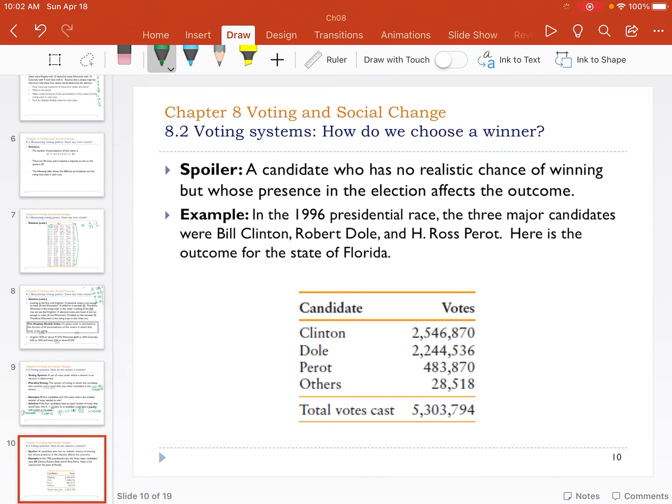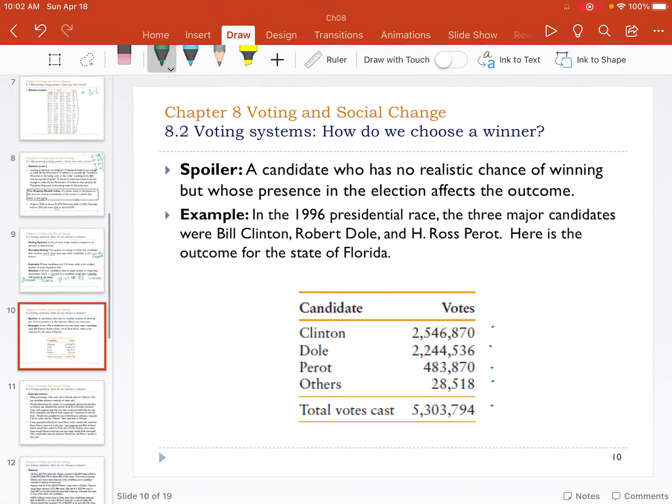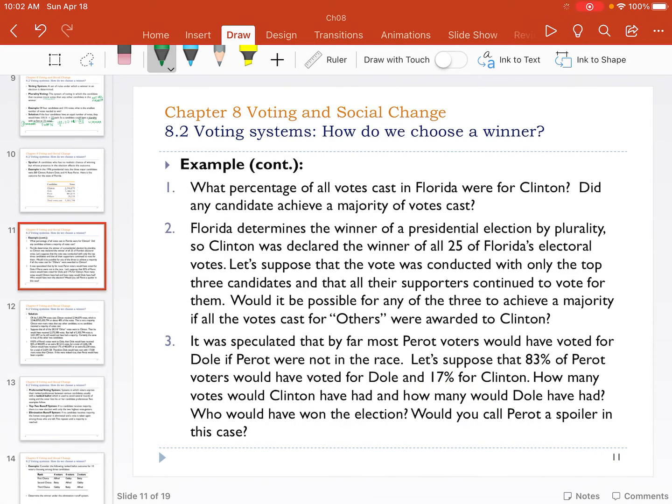I know I do. In the 1996 presidential race, there were 3 major candidates: Bill Clinton, Robert Dole, and Ross Perot. And for Florida, which seems to be in the news quite a lot because it's rather balanced as far as the parties are concerned, let's just take a look how close it was in Florida back then, a few years back. So as you see, Clinton got about 2.5 million votes. I'll just round these as we talk. Dole got about 2.2 million votes. Perot was the 3rd party candidate, got about 500,000 votes. And yes, we do talk about the others, around 30,000 or so. And 5.3 million votes were cast.